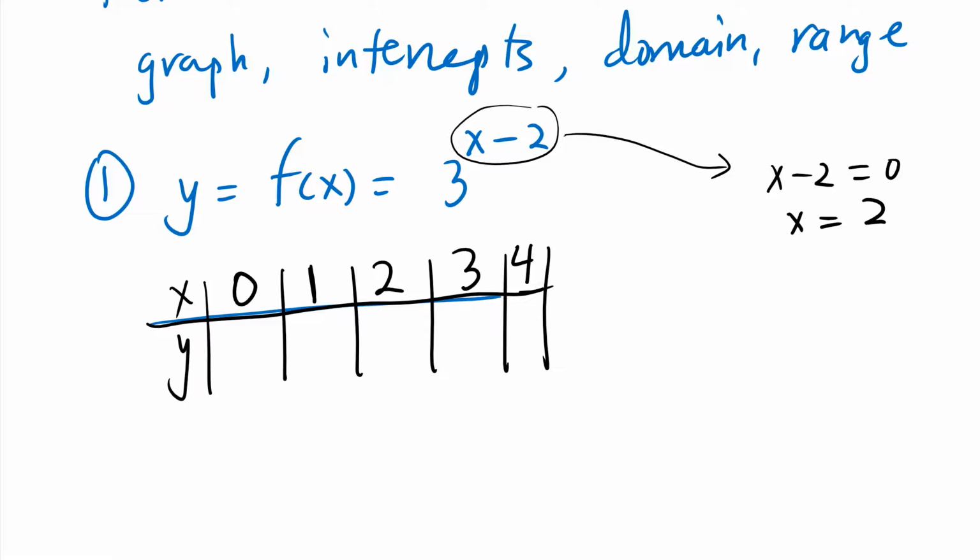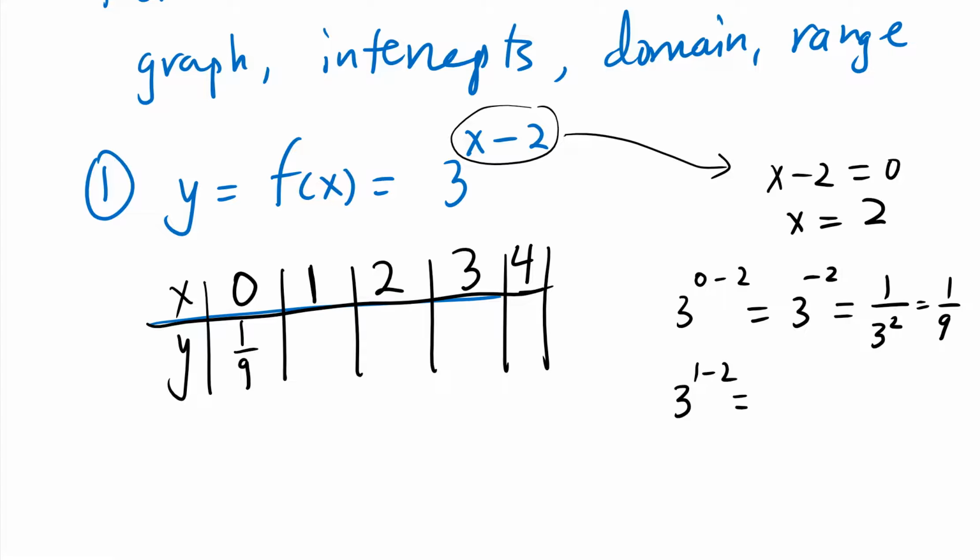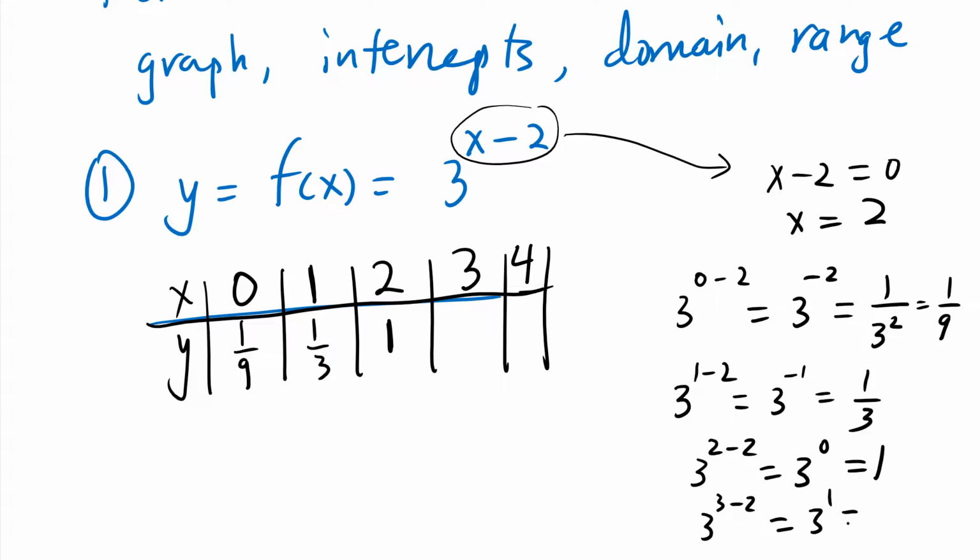If you substitute 0 in there, it's going to look like this, which is 1 over 3 squared, 1 over 9. If you substitute the 1 in, 1/3. If you substitute the 2 in, it's 1. If you substitute the 3 in, it's a 3. If you substitute 4 in, you're going to get 9.